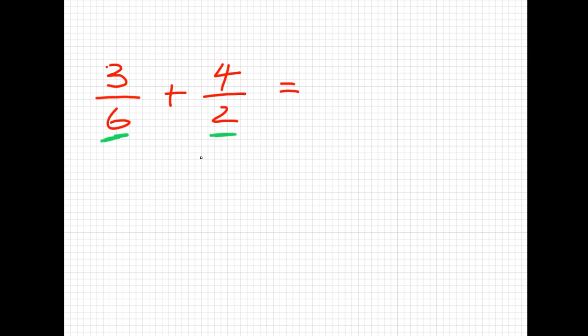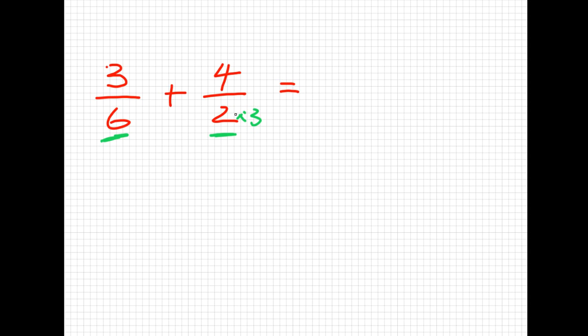So what I have to do then is try and convert these fractions into fractions where they have the same number on the bottom. So we can start by looking at, well, we have 6 here. Is there any way I can turn 6 into 2? Not really, not easily. Then I have 2. Is there any way I could convert 2 into 6? Well, yes, what I could do is times it by 3.